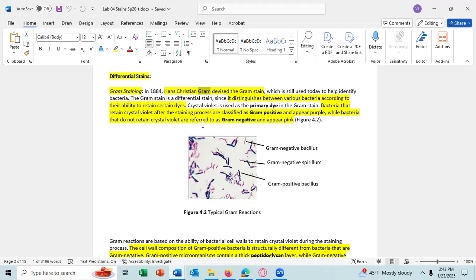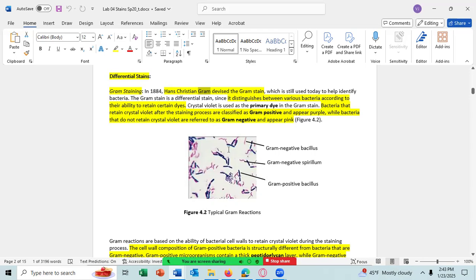However, microbiologists used the Gram stain and they realized that it distinguished between two very different types of bacteria depending on the bacteria's ability to retain certain dyes. The bacteria that stain and retain the crystal violet from the Gram stain are classified as gram-positive cells, and they will appear purple from the crystal violet. While there are other bacteria that do not retain the crystal violet in the Gram stain, and they are referred to as gram-negative and appear pink, and they're stained by the safranin stain. Any question about any of that?